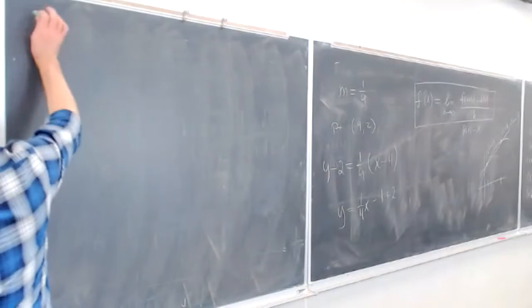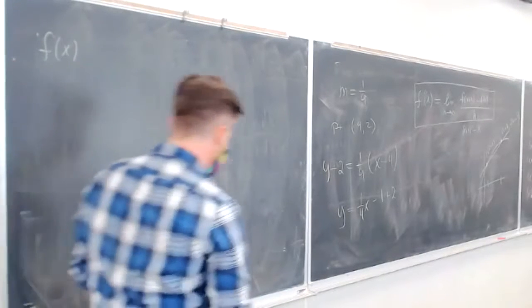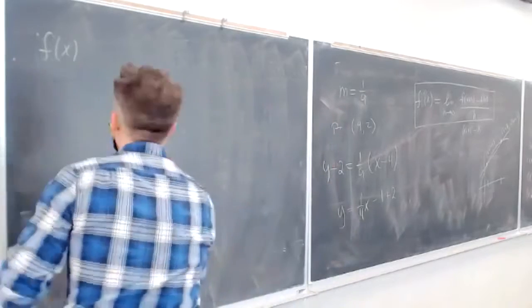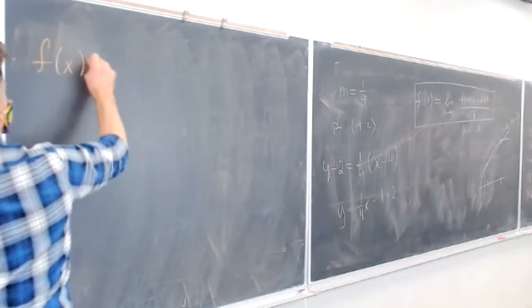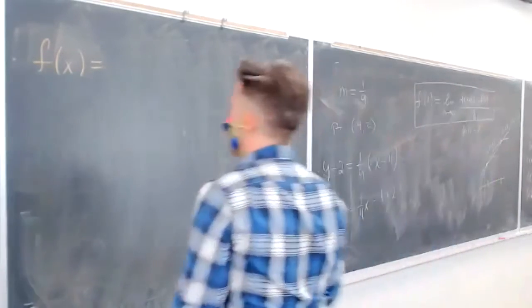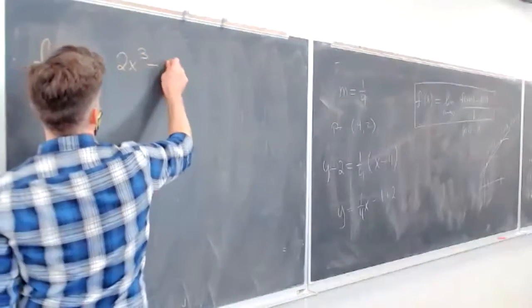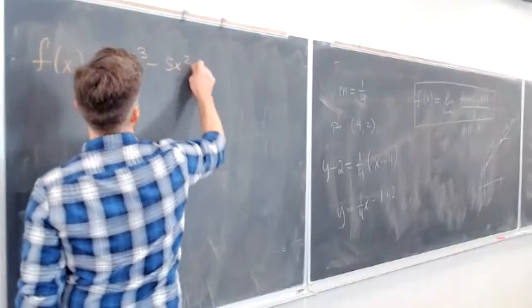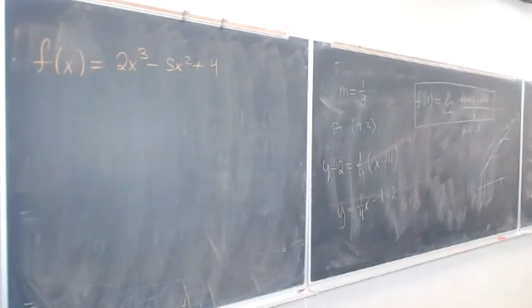Let's find the derivative for f of x equal to 2x cubed minus 5x squared plus 4. Let's find the derivative of that using the limit definition.